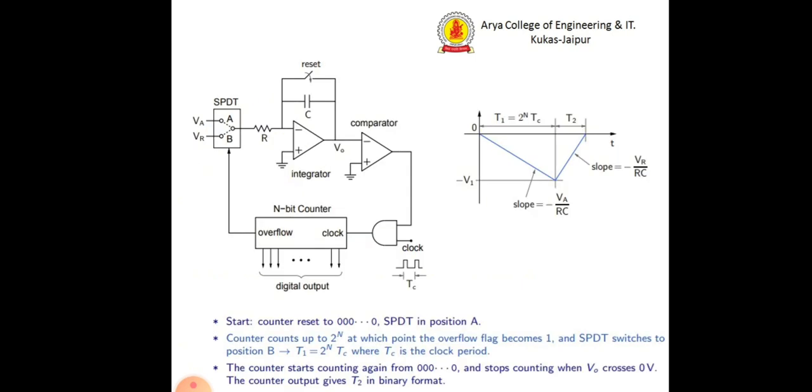This is the circuit diagram of the dual slope ADC. Here we can see a SPDT switch with VA and VR voltage levels as inputs, the integrator, then the comparator with a clock which is fed to an n-bit counter. The task of the n-bit counter is to produce an output which is the digital version of the applied analog VA voltage.